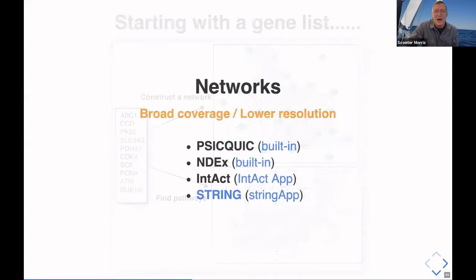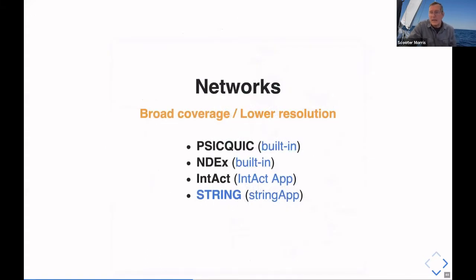So if we think about networks, there's a number of different approaches that we can use in Cytoscape to get access to networks. We can use this built-in app called Cyquick. There's Index, and that was on the slide that you saw Tina show earlier. And Index is, the best way to think of Index is it's like a Dropbox for networks.